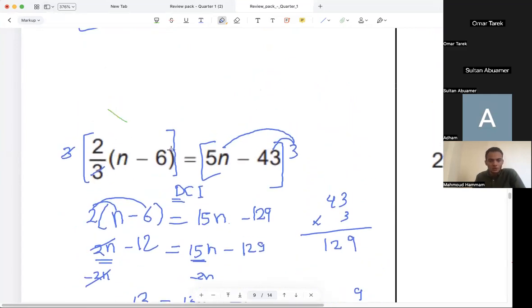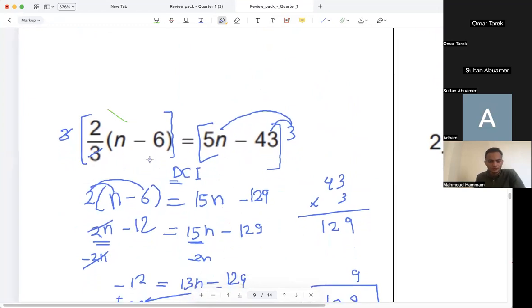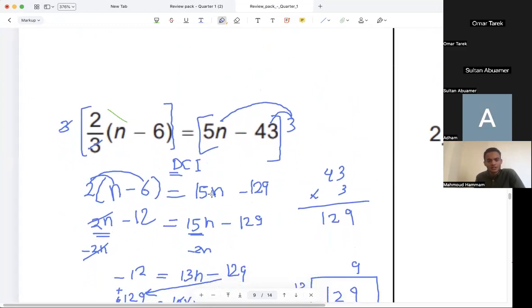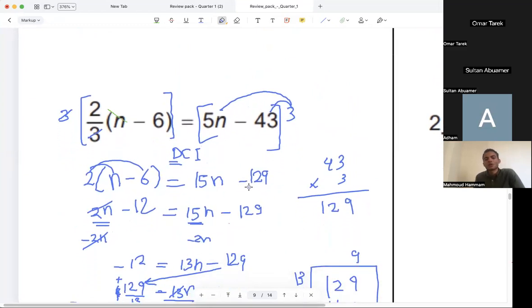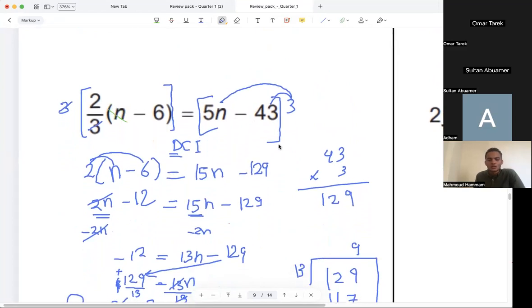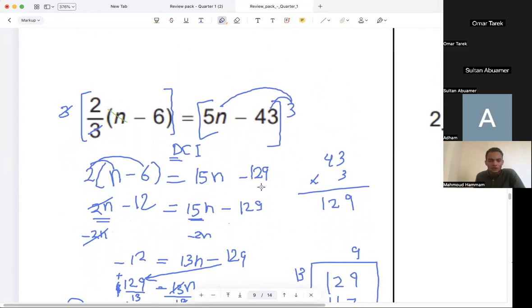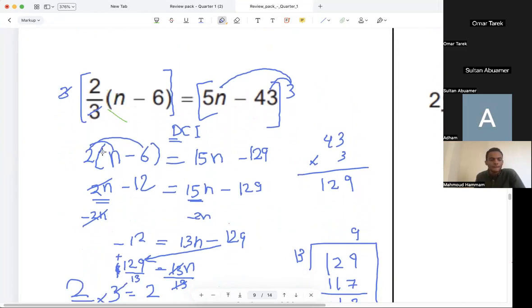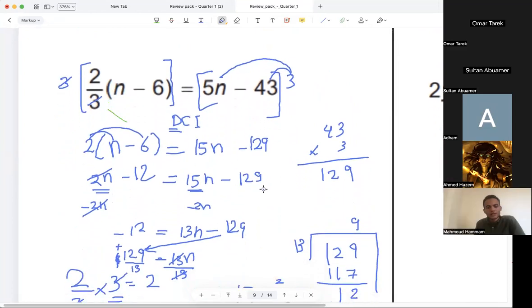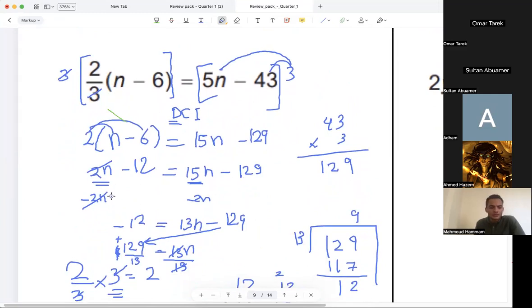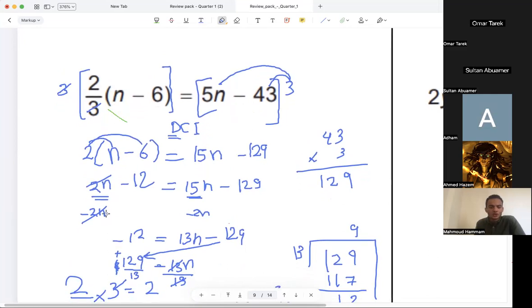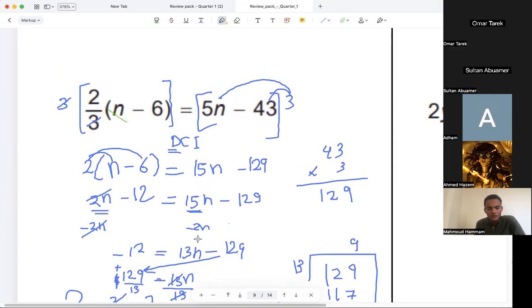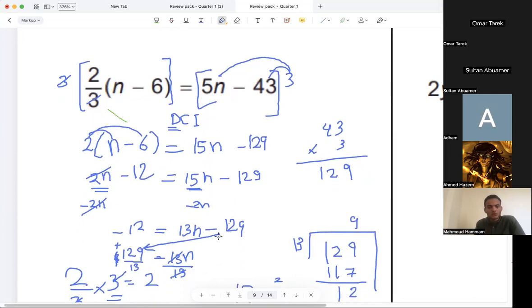Let's check what we did quickly, Omar. We multiplied everything by 3, correct? Yes. It became 2n minus 6 equals 15n minus 129. So how did I get 129? I just multiplied by 3. 3 times 3, 9. 3 times 4, 12. Very good. Like 2n minus 12 equals 15n minus 129. Subtract 2n left, subtract 2n right. So it became negative 12 equals 13n minus 129.